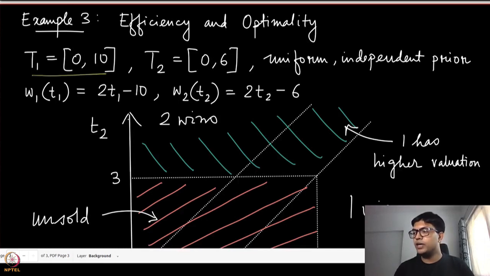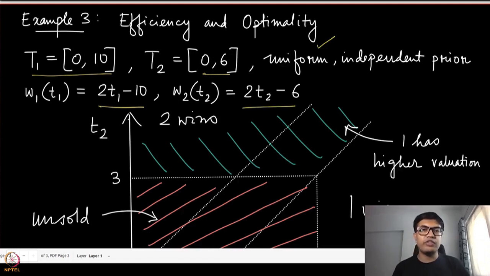So the example is the following. There are two players again. Player one has the type set essentially between 0 and 10, the interval from 0 to 10, and the interval from 0 to 6 for player two. And we are going to assume that the priors are uniform and independent. So then you can find out the virtual valuation for both these agents.